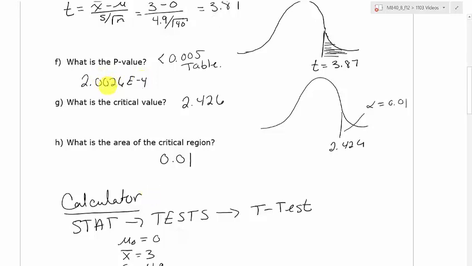So what this number is, this e negative 4 means move the decimal place 4 positions to the left. So if I move this decimal place 4 positions to the left, that would be the number 0.000200026. We can see that we have a really small p-value, and we will talk more about what all of this means when we actually start doing some hypothesis testing. In this video, we just want to go over what the process is and pick out the different little things that you need to find when you're doing a hypothesis test.